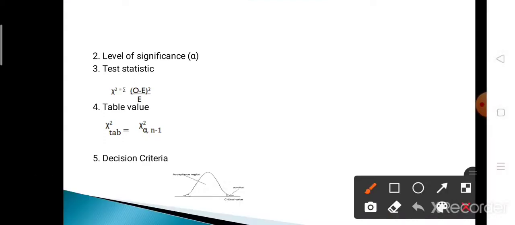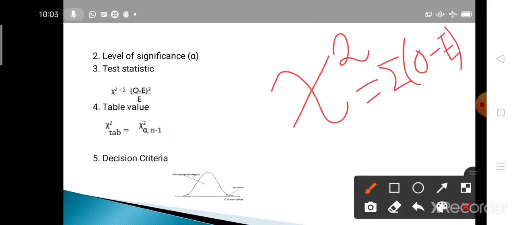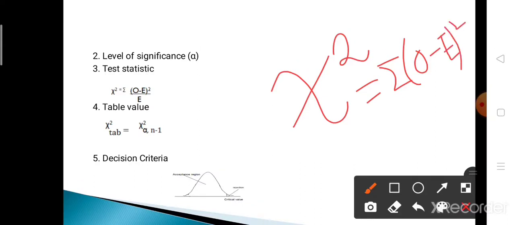Now the second step is the level of significance. Level of significance is denoted by alpha, and it may be fixed at 1%, 5%, 10%, etc. Now the third step involved in the testing of hypothesis is the test statistic, and the formula for the given test is chi-square. The notation is chi-square equals summation of (O minus E) squared divided by E, where O is the observed frequency and E is the expected frequency.